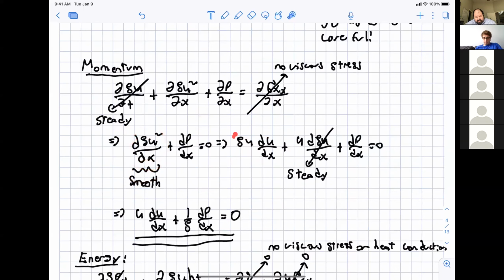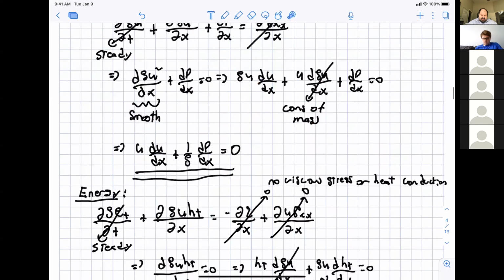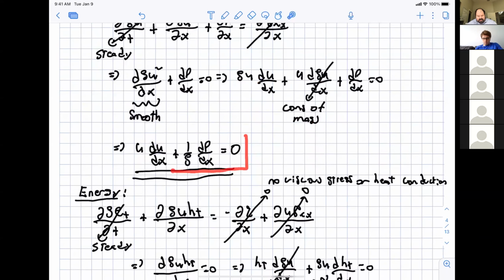We can split this term up into rho u times du dx plus u times d(rho u)/dx. And this here is nothing more than conservation of mass, and that's not because it's steady, that's conservation of mass. So that term goes away, and what we are left with for conservation of momentum is this expression here. We have u du/dx plus 1 over rho dp/dx is equal to 0.